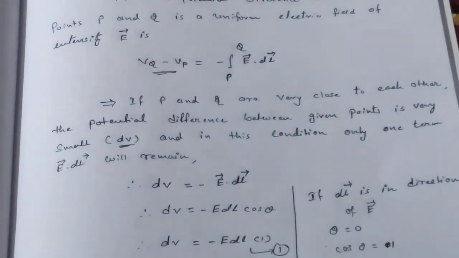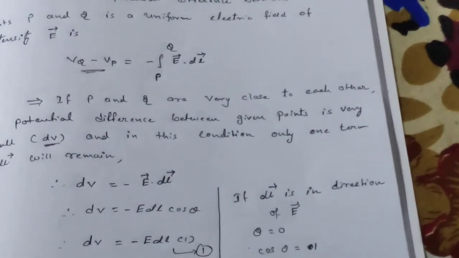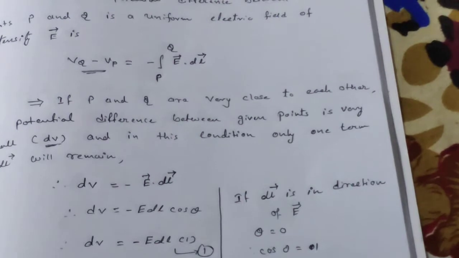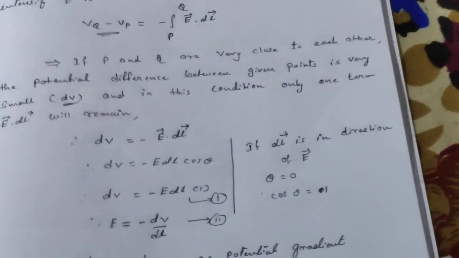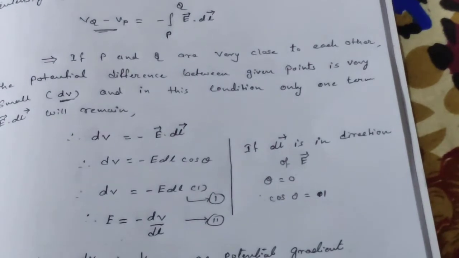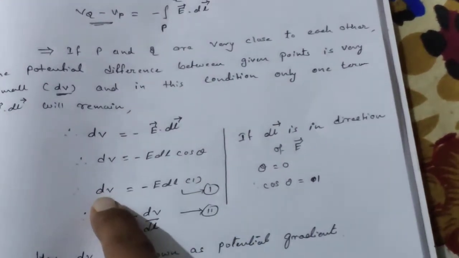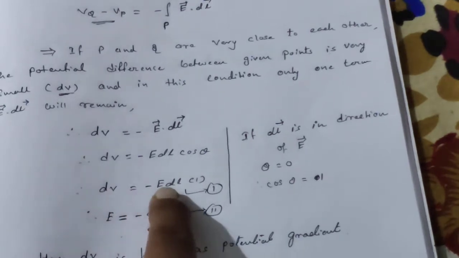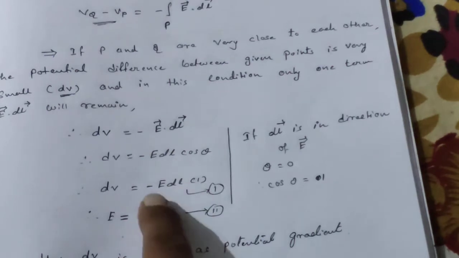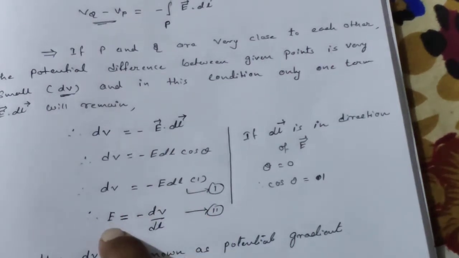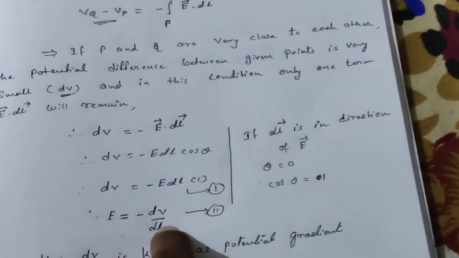Now suppose dl and E are both in the same direction. In that case theta will be 0 and cos theta equals 1. So we insert that value: dV equals minus E dl cos 0, and cos 0 equals 1, so E dl will be our answer. Now make electric field E the subject. So E equals minus dV by dl.